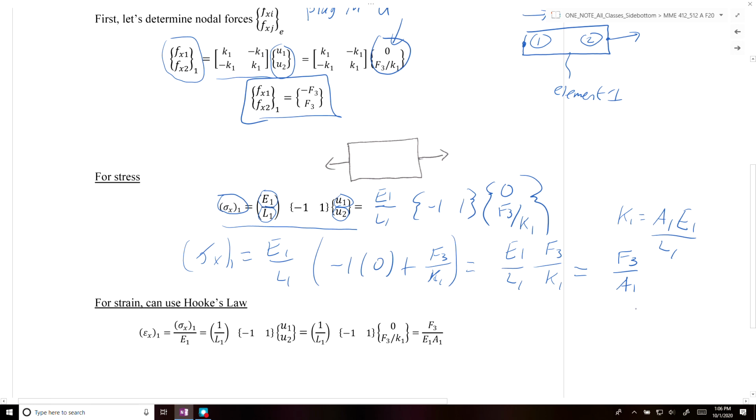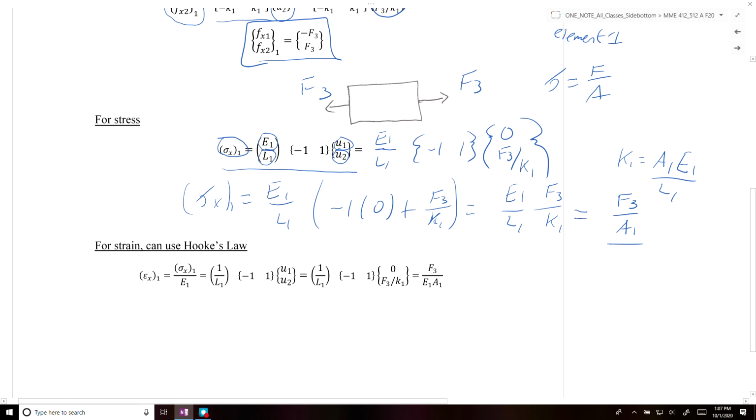The force applied on both sides of the element is causing the element to act in tension here. Right, and we know that for an axial stress, that stress should just be equal to force over area. So in this case, our force over our area would just be F3 over A1 for element 1. Right, so in a similar fashion, we can use Hooke's law, for a uniaxial case, to determine the strain within the element.